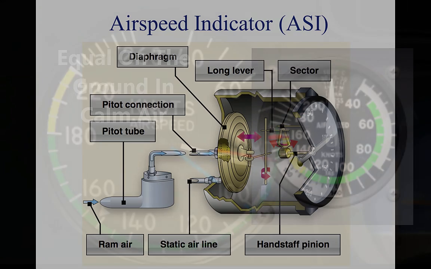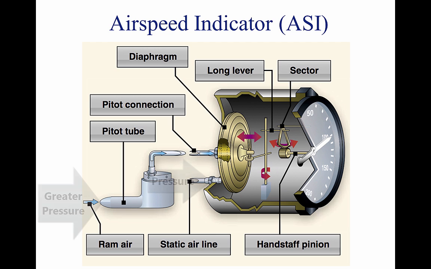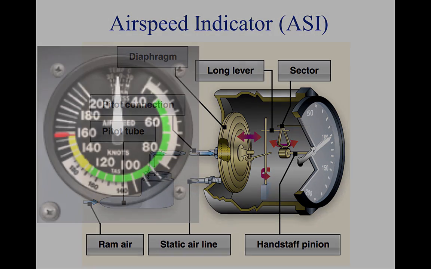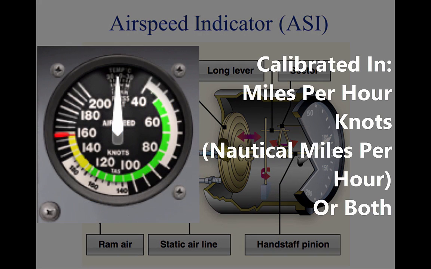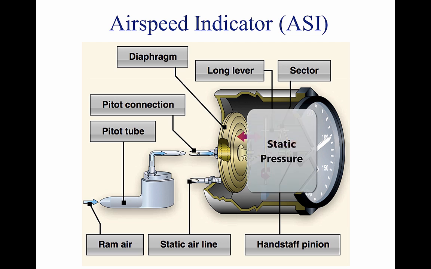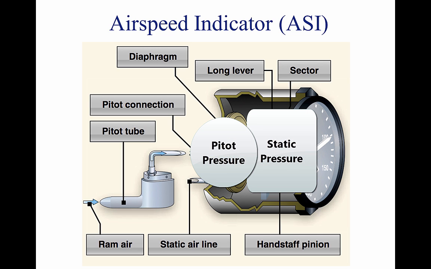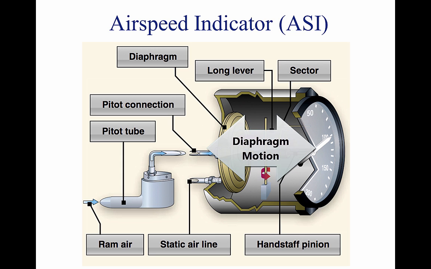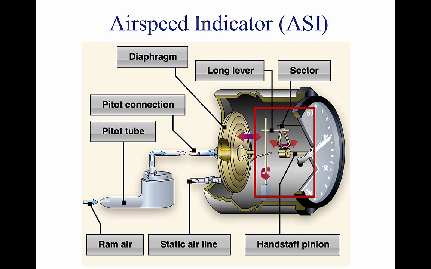When the aircraft moves through the air, the pressure on the pitot line becomes greater than the pressure in the static lines. This difference in pressure is registered by the airspeed pointer on the face of the instrument, which is calibrated in miles per hour, knots, nautical miles per hour, or both. The ASI introduces the static pressure into the airspeed case, while the pitot pressure, dynamic, is introduced into the diaphragm. The dynamic pressure expands or contracts one side of the diaphragm, which is attached to an indicating system.